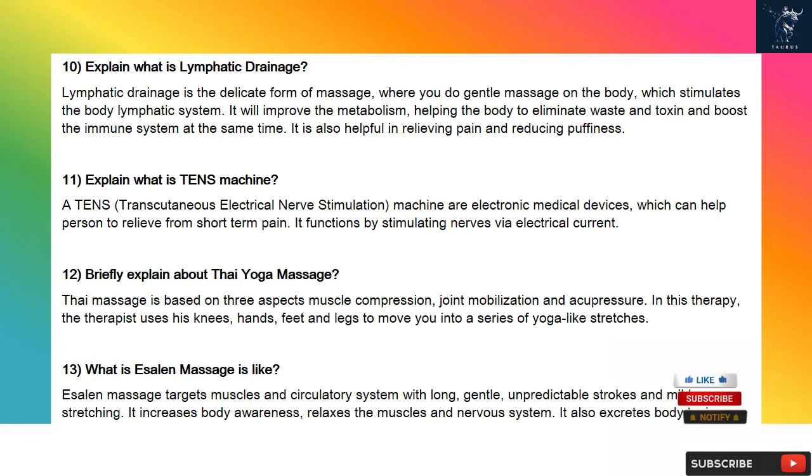12. Briefly explain about Thai yoga massage. Thai massage is based on 3 aspects: muscle compression, joint mobilization and acupressure. In this therapy, the therapist uses his knees, hands, feet and legs to move you into a series of yoga-like stretches. 13. What is SLN massage like? SLN massage targets muscles and circulatory system with long, gentle, unpredictable strokes and mild stretching. It increases body awareness, relaxes the muscles and nervous system. It also excretes body toxins.